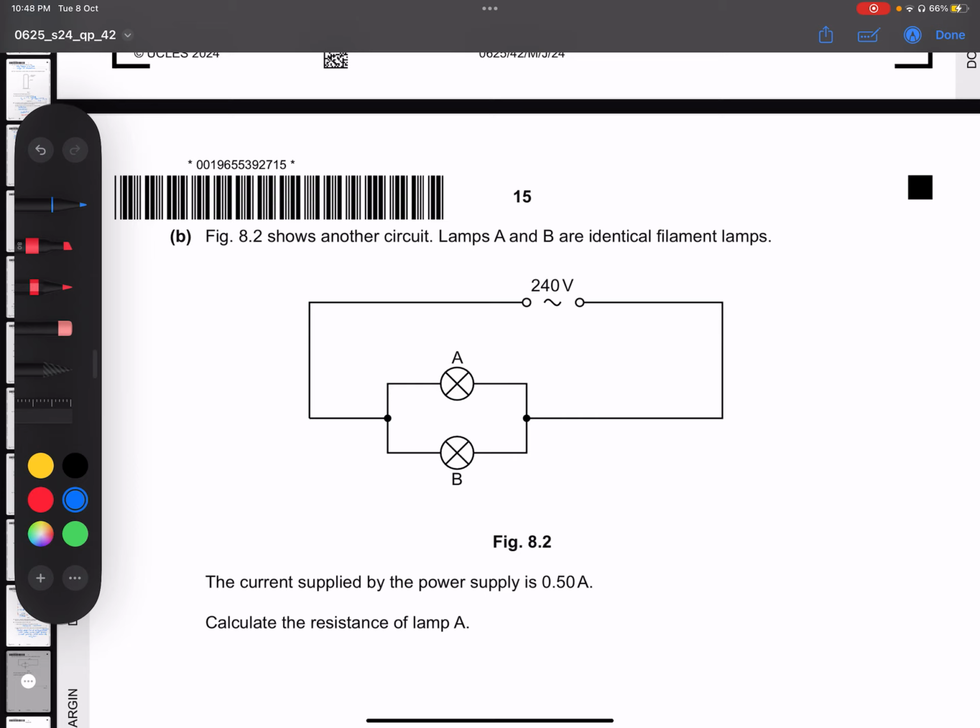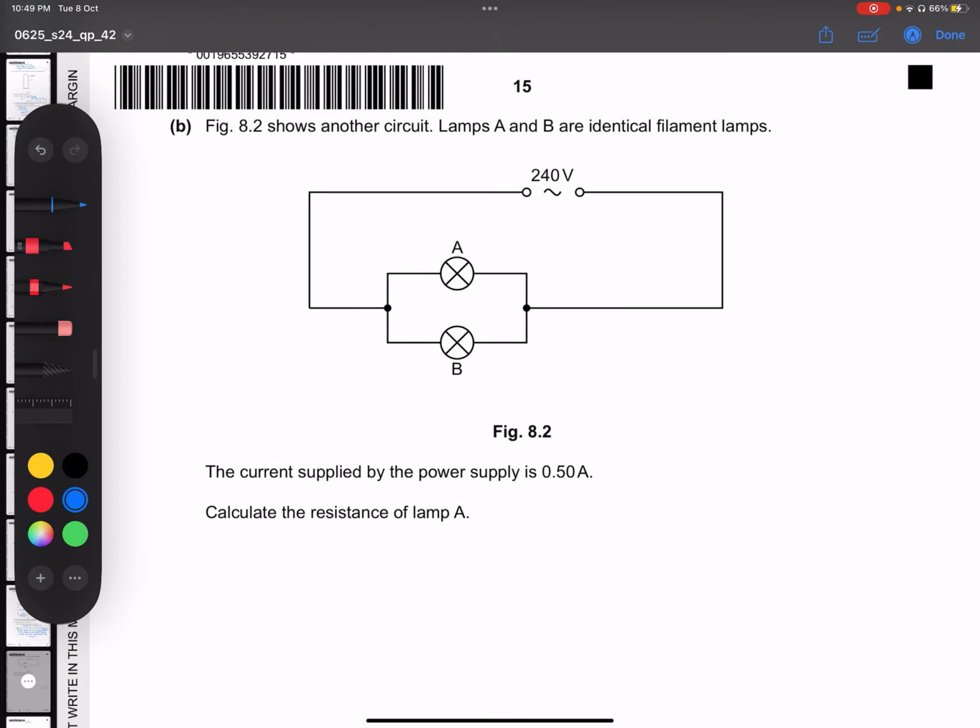Figure 8.2 shows another circuit. Lamps A and B are identical filament lamps. The current supplied by the power supply is 0.5 ampere. Calculate the resistance of lamp A. First, let's find the total resistance of this setup. V is equal to IR, so 240 divided by 0.5 ampere is the total resistance.